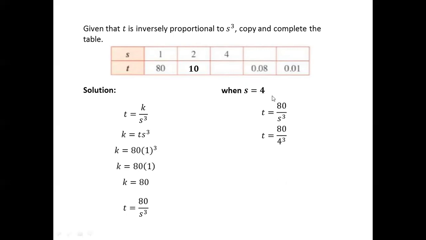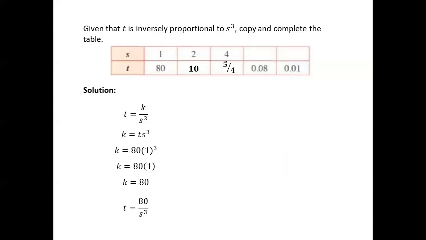When the s value is equal to 4, we again make use of this equation. And substituting 4 for s, we now have 80 over 64. Remember, 4 times 4 is 16, and 16 times 4 is 64. Now, you might notice that both the numerator and denominator are actually divisible by 8, giving you 10 over 8. But we can further simplify this to 5 over 4, or 1.25. So when the s value is 4, the t value is 5 over 4, or 1.25.